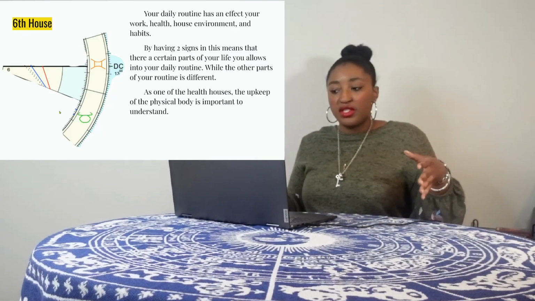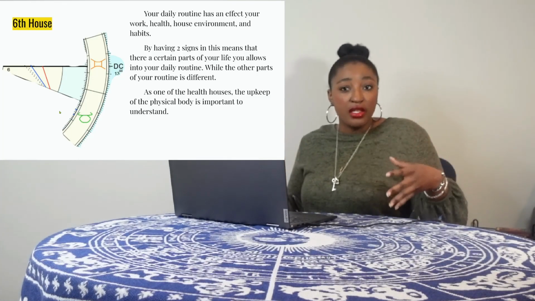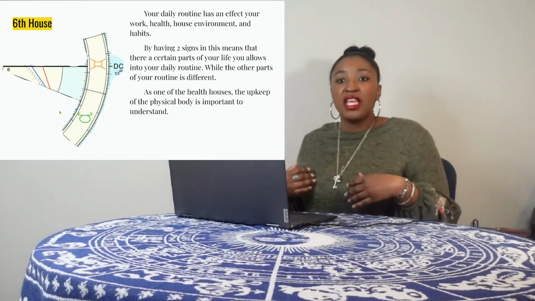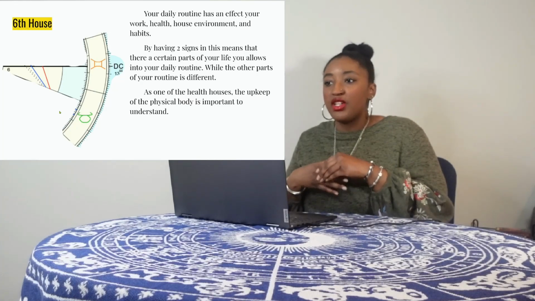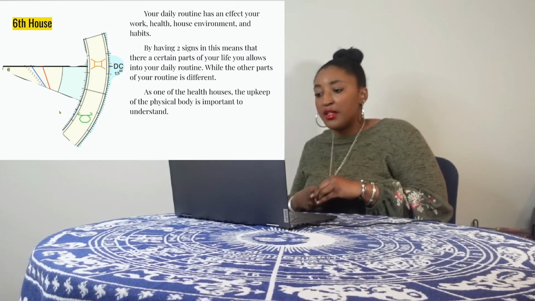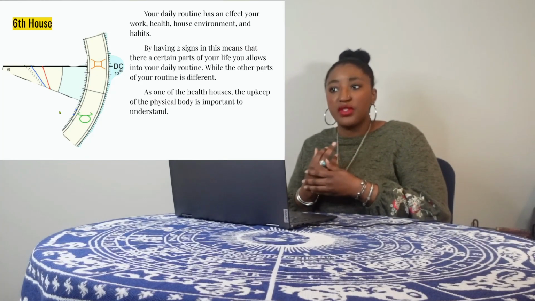And also, the 6th house represents one of the health houses. Because of daily routine, think about daily maintenance. How do you maintain your body? What do you feed your body every day? Do you work out your body every day? These kinds of things. And to be able to understand that, that's the last part of understanding your physical body.